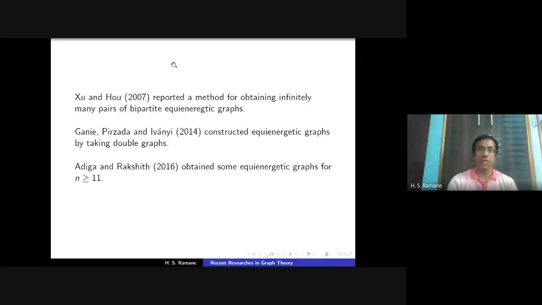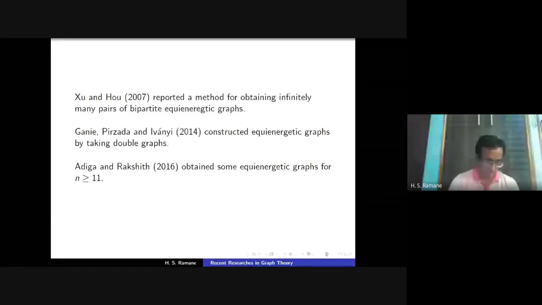A little bit, some other people are also working on the equienergetic graphs. For example, Zubov reports a method of obtaining infinitely many pairs of bipartite equienergetic graphs. Gani, Pirzada and Imani constructed equienergetic graphs taking double graphs. Adiga and Galaxy have given another method to construct the equienergetic graphs for all n greater than or equal to L. So there is a lot of scope to work on all these indices as well as the energy.